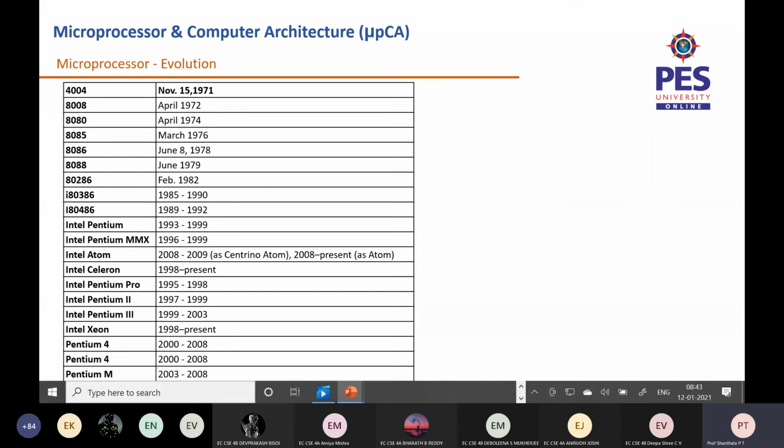And you can see one more processor, the Intel Xeon processor, and Intel Celeron. These are powerful processors, and they are used for workstations or servers for data centers. So that was the evolution of the processor.